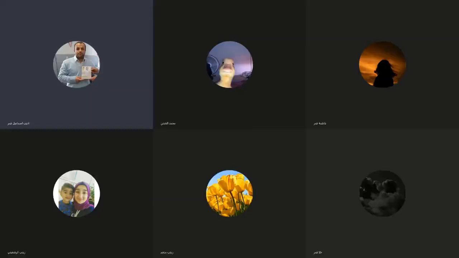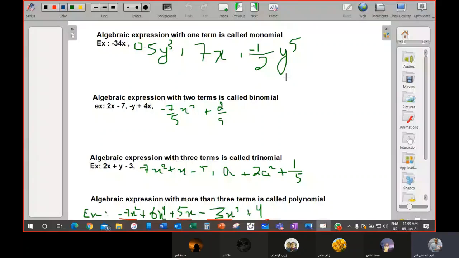As we said yesterday, an algebraic expression with one term is called a monomial, with two terms a binomial, with three terms a trinomial, and with more than three terms a polynomial. All these are algebraic expressions. In this period, we are going to introduce the remarkable identities that we explained yesterday.